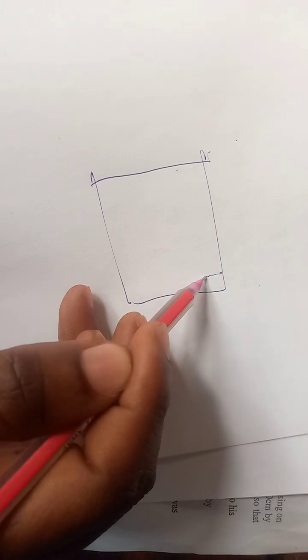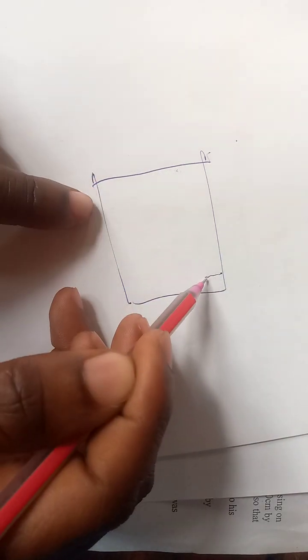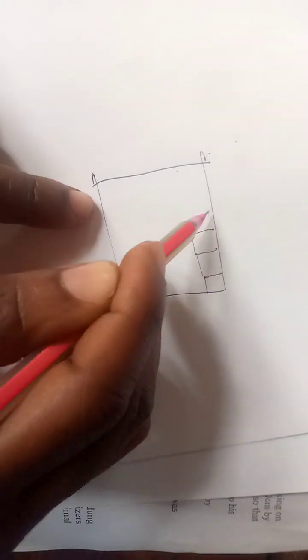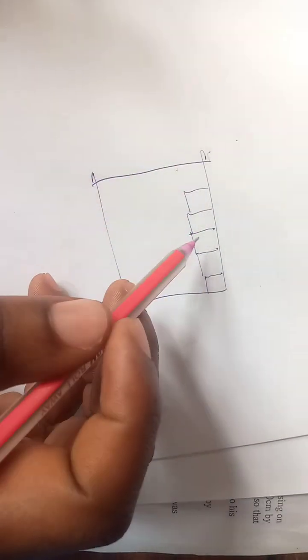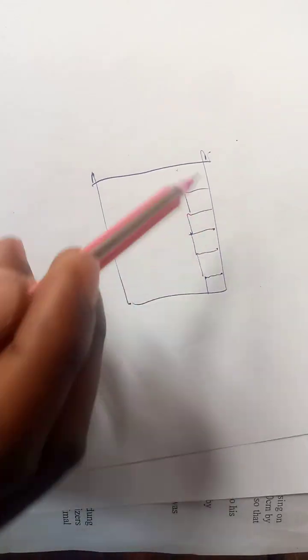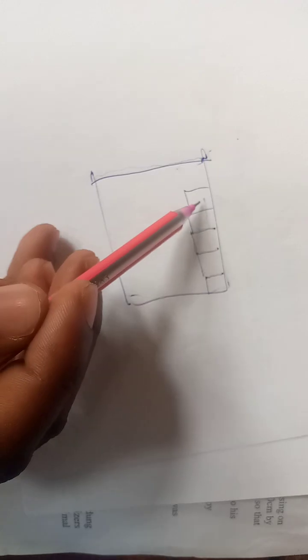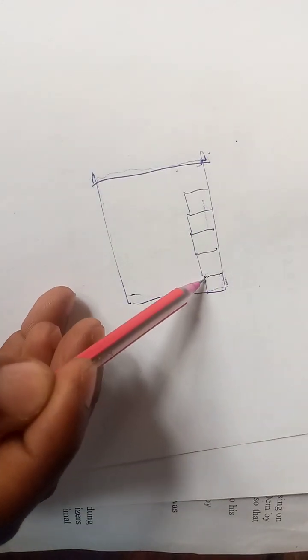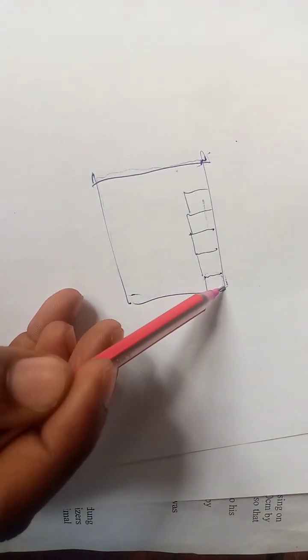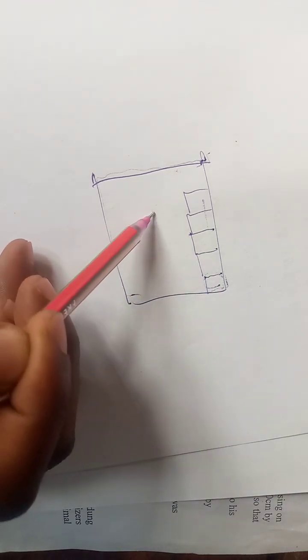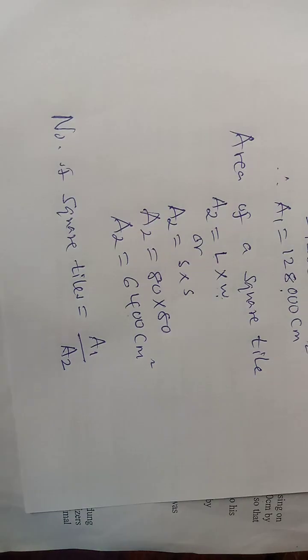Because it is like this. Listen, this is a room. We are going to fit this room with square tiles. Maybe this is square tile number 1, this is number 2, number 3, number 4, number 5, and so on. So we need to know the number of square tiles. By calculating the area of the whole room, dividing by the area of a single square tile, we will be able to know the number of tiles which will be needed in this room. Are we together? Okay, now let us proceed.